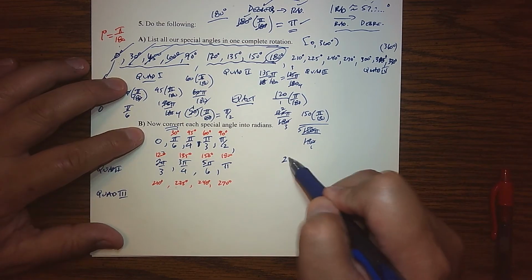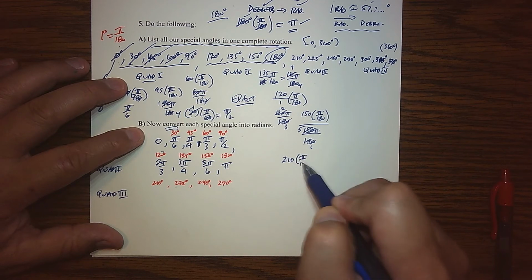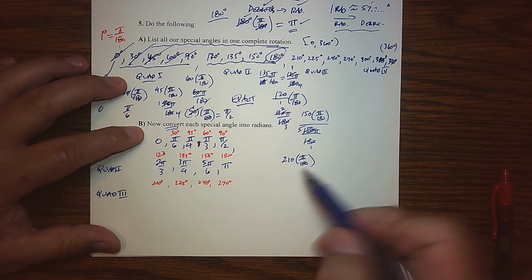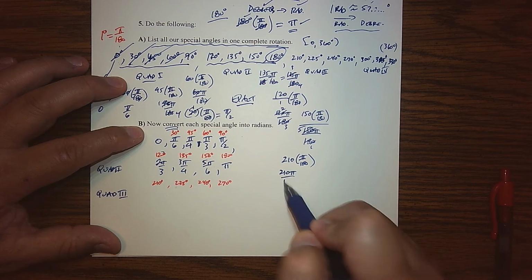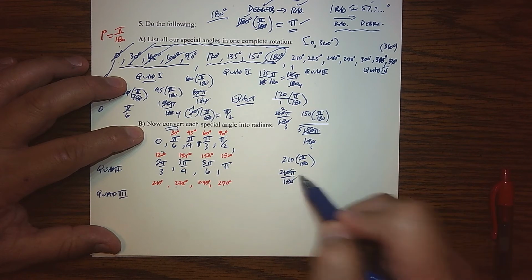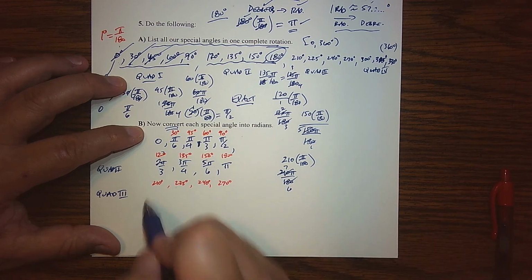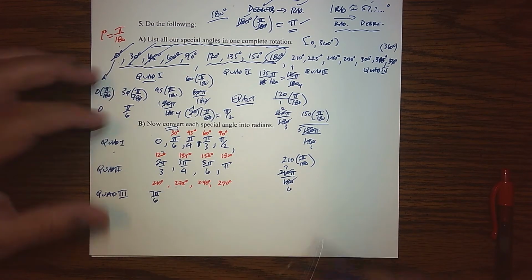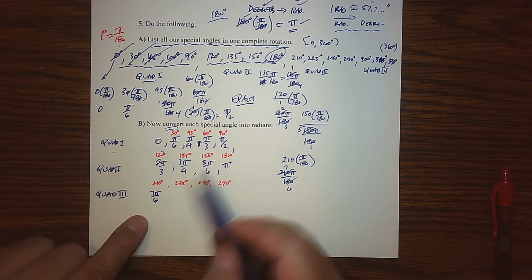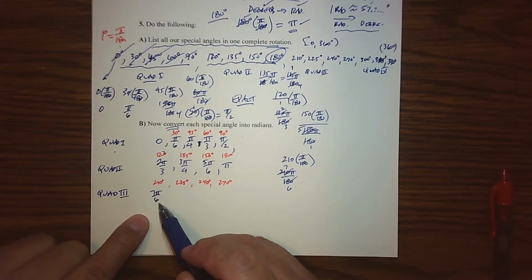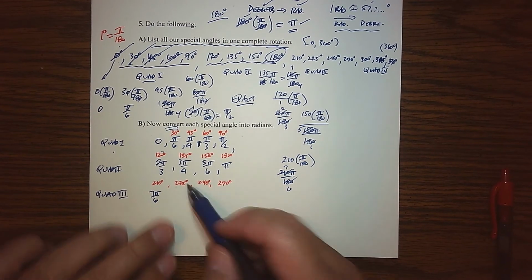So if I take 210 and multiply it by pi over 180, right? That's 210 pi over 180. The zeros cancel out. 3 goes in there 6 times, goes in there 7 times. We end up with 7 pi over 6. So again, a 30-degree reference usually has a division by 6.